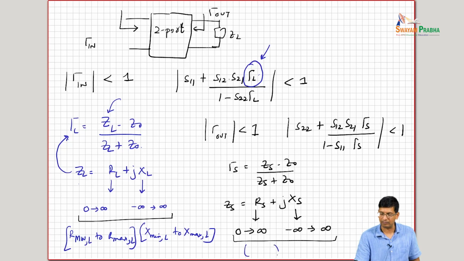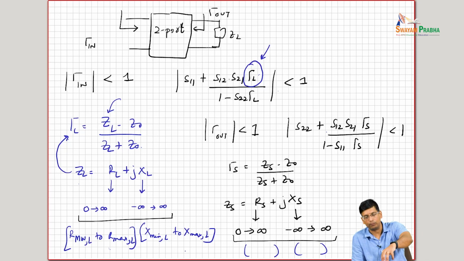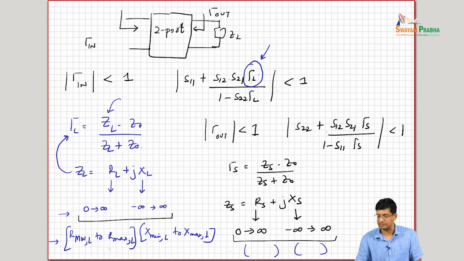Similarly, I can constrain my ZS region, right? And once I constrain this region, then I may be happy if these conditions are satisfied for all of the resistances and reactances that exist within that set, right? So this is conditional stability. My two-port is not stable for this whole set, but there exists some set for which it is stable, right?